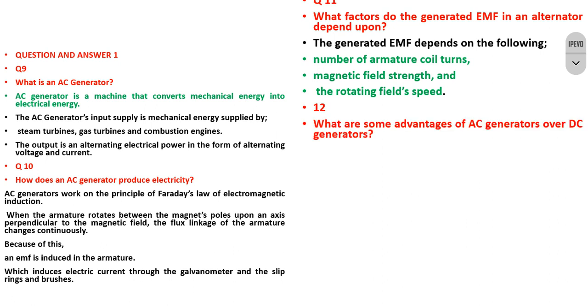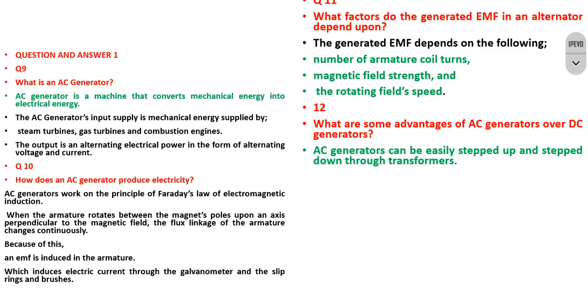Please note the following. What are some advantages of AC over DC generators? We have already stated that, so those ones will help us to answer this question. AC generators can be easily stepped up and stepped down through transformers, unlike DC, so that becomes an advantage. Losses in AC generators are relatively lesser than in DC generators, so energy losses are less in an AC generator than how it would be in a DC generator.